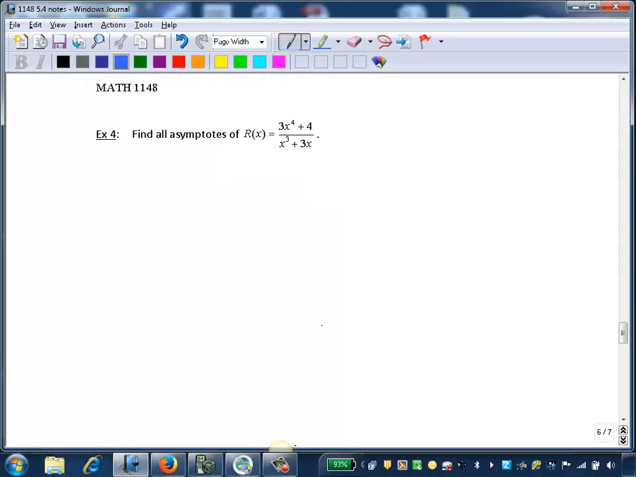Example 4. Find all asymptotes of the function r of x equals (3x to the fourth plus 4) over (x cubed plus 3x). So let's first look for vertical asymptotes. Remember, to look for vertical asymptotes, we must factor the numerator and denominator of the function and reduce it to lowest terms. If we look at the numerator, there's nothing to factor out, so the numerator will not factor.